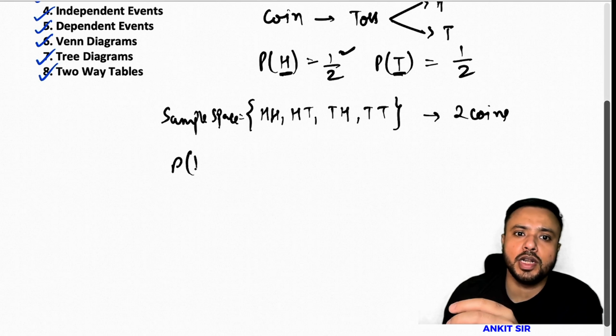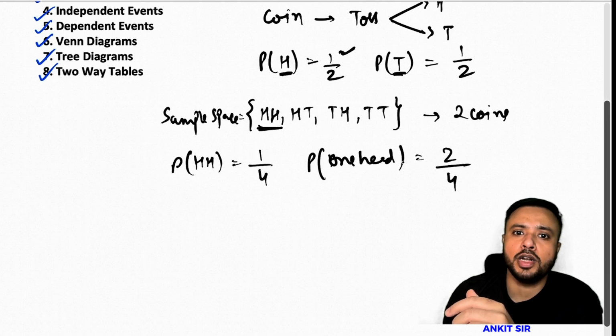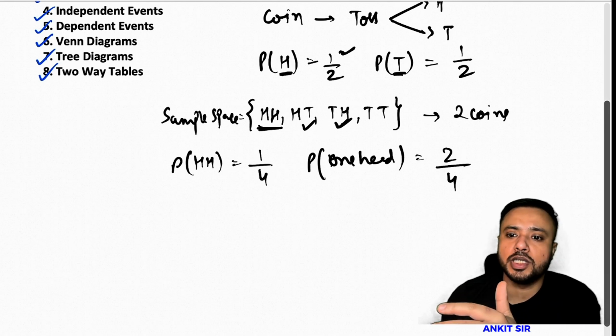So if I ask you what is the probability of getting two heads, two heads would be 1 by 4, because 1 is my favorable and the total number of possible outcomes is 4. If I ask you what is the probability of getting one head, it would be 2 by 4. Why 2 by 4? Because this and this will become my favorable cases. So that's how we calculate the probability, and that is what we need to understand in basic probability.